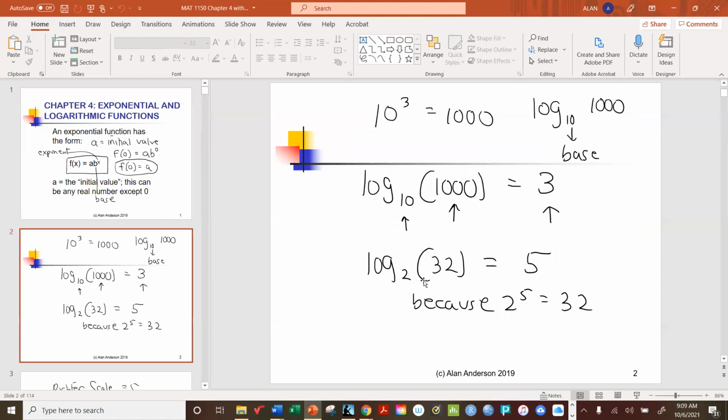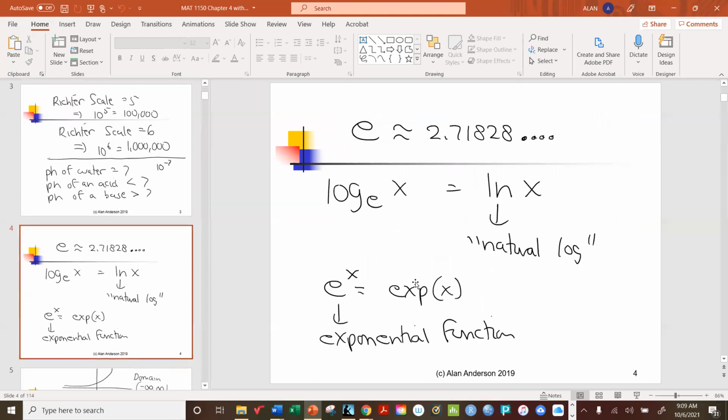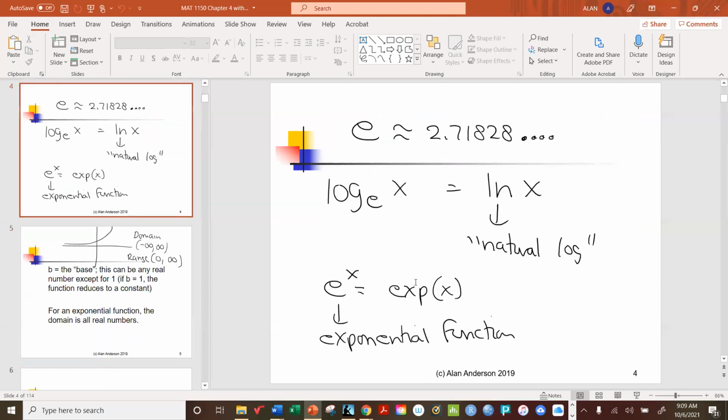I did a very quick review of logs because we're going to need them very soon. And oh yeah, some applications. E, which we're going to need quite a bit of in this chapter, is 2.71828. And the log to base E, let's recall, is the so-called natural log, which is designated log x or ln x. E to the x is sometimes written exp of x.